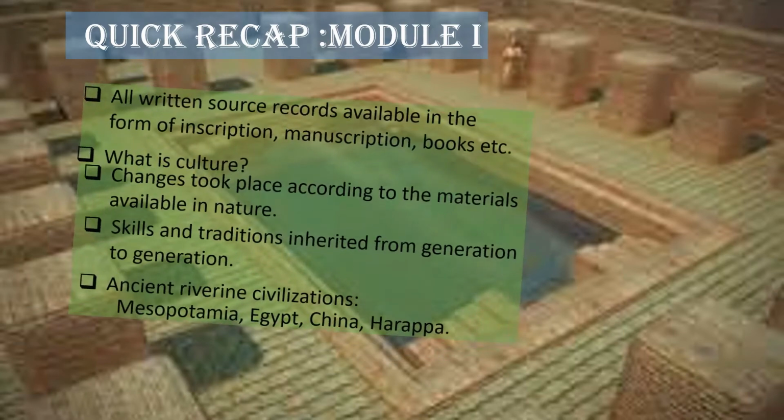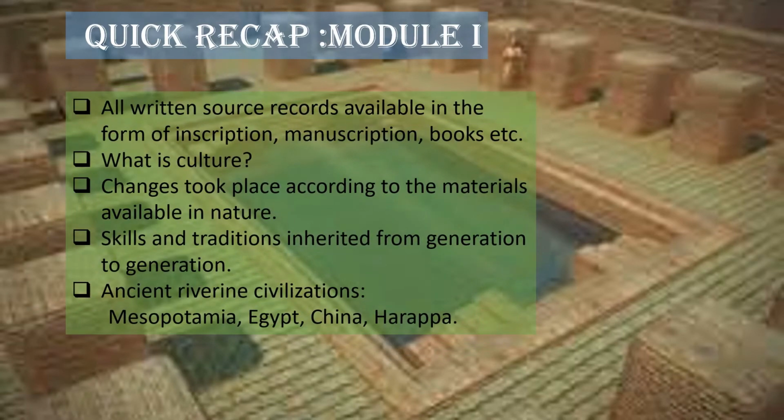Let's do a quick recap of our Module 1. In this Module 1, we learned about written sources, records available in the form of inscriptions, manuscripts, books, etc. What is culture? Changes took place according to the materials available in nature, and skills and traditions inherited from generation to generation. And ancient riverine civilizations, that is Mesopotamia, Egypt, China, Harappa.